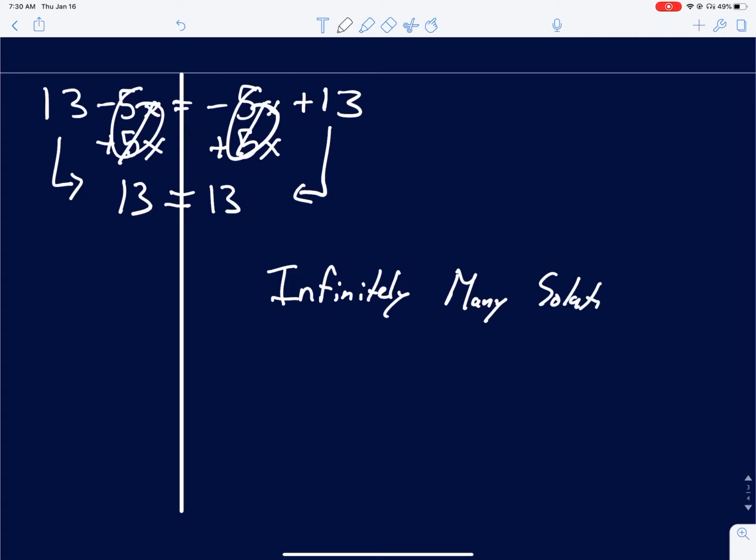Okay, that means any number could be plugged in for x and it would solve the equation. Okay, all real numbers. So that is how you solve equations with special cases. That is what an equation with one solution looks like, an equation with no solutions looks like, and an equation with infinitely many solutions looks like.